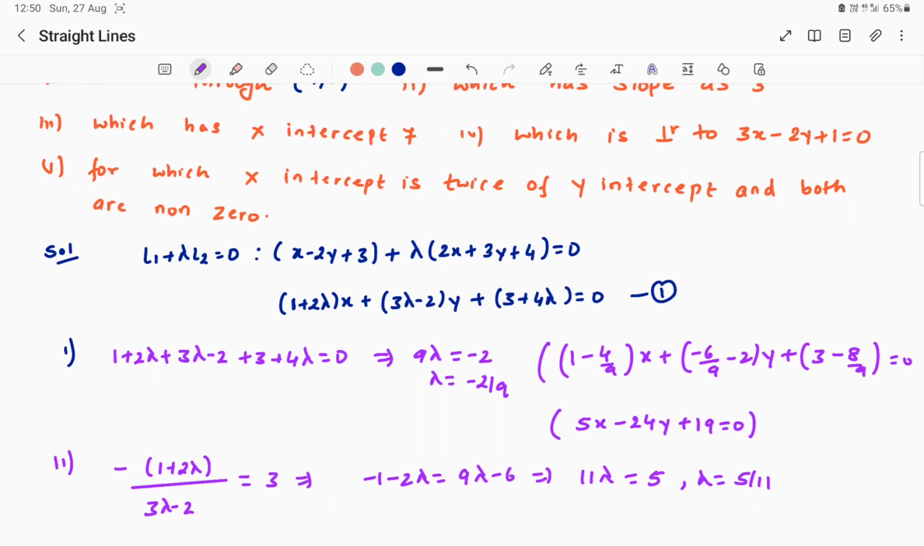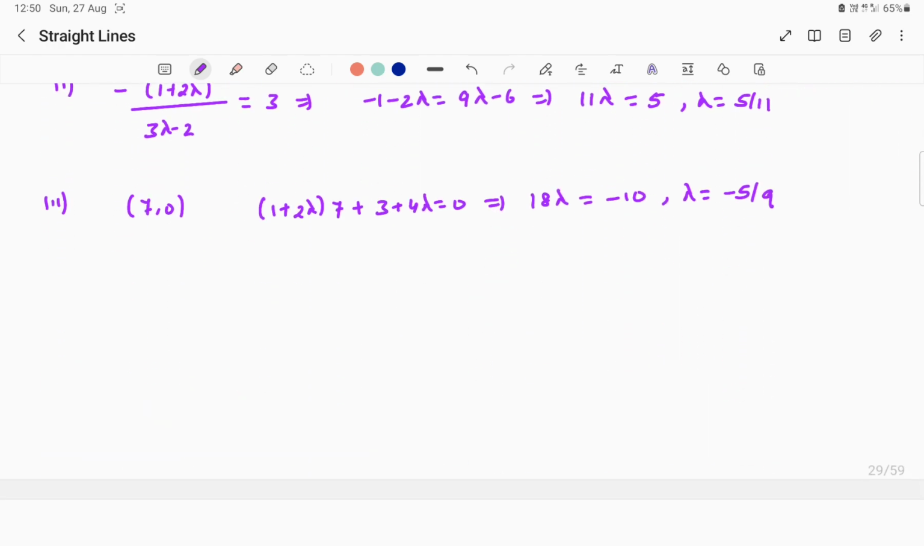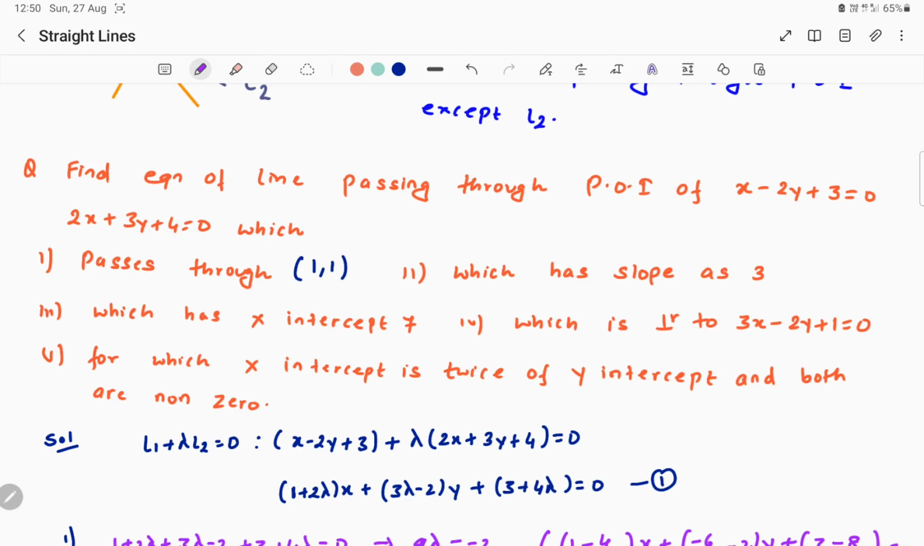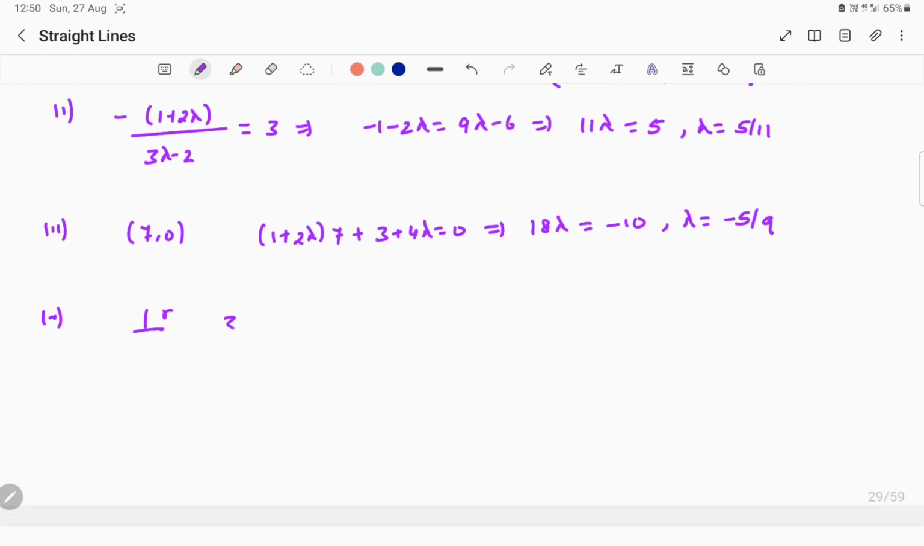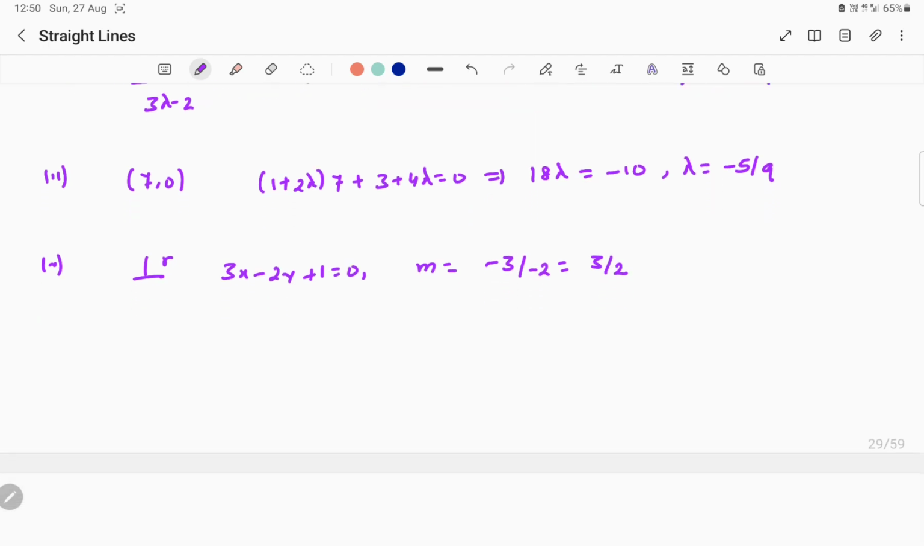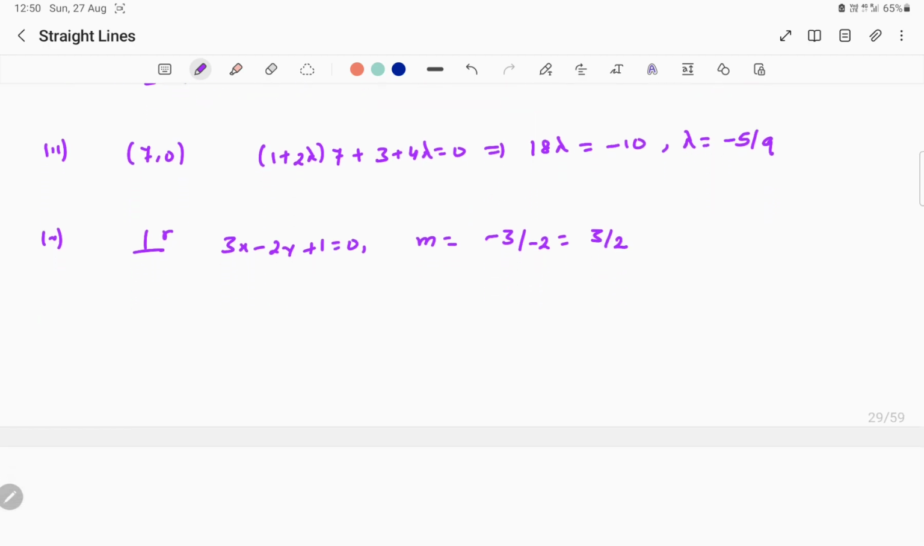Next we have the line which is perpendicular to 3x minus 2y plus 1. So the fourth one: it is perpendicular to the line, which line? 3x minus 2y plus 1 equal to 0. So what is the slope? Slope is minus coefficient of x by coefficient of y, which is 3 by 2. So if the slope of this line is 3 by 2, what is the slope of the perpendicular line?